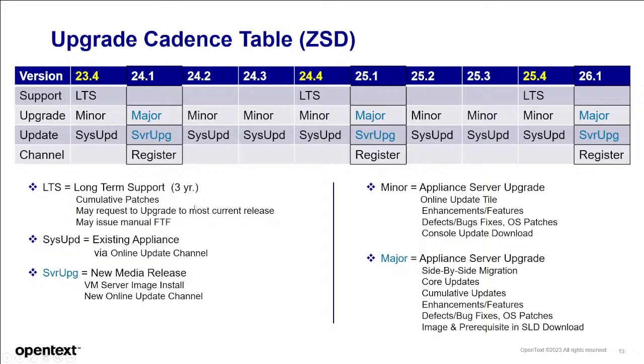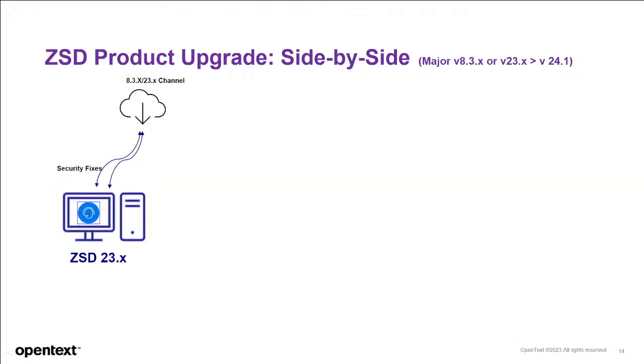Okay, this kind of sums it up here. You have long-term support on the .4 releases. Okay, and then these are major upgrades for the .1 releases and what you get. Let's go over the side-by-side that we're going to do today. So for instance, we've got a 23.4 box, and you're registered to the online update channel, right? You're getting all your security fixes, and you want to go to 24.1.